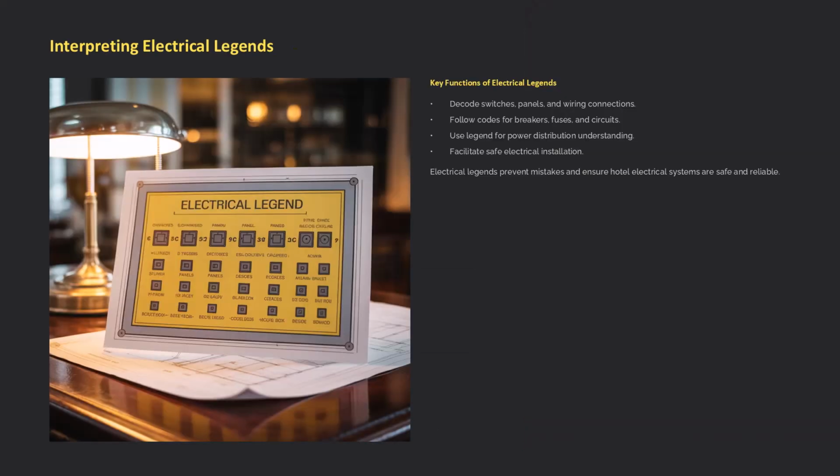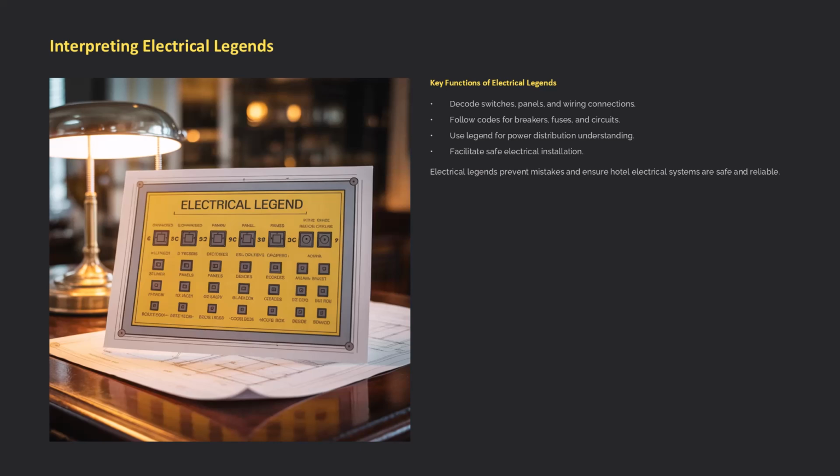Interpreting electrical legends. Electrical legends explain the meaning of symbols for switches, panels, circuits, fuses, and breakers. They help decode how power is distributed across the hotel. By consulting the legend, electricians avoid misinterpretation and wiring mistakes.